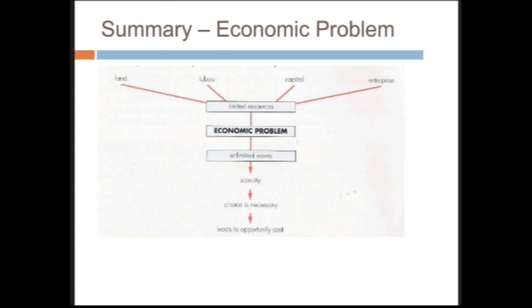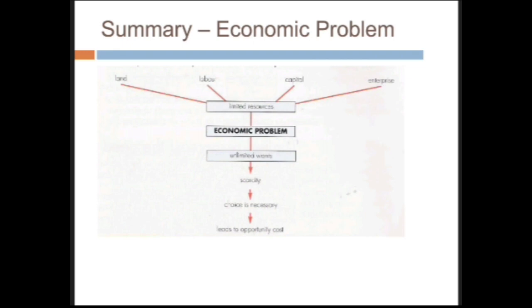Summary and economic problem. Land, labor, capital, and enterprise are the factors of production. Because resources are limited, this causes the economic problem. And why? Because we have unlimited wants, which creates scarcity. So choice is necessary.